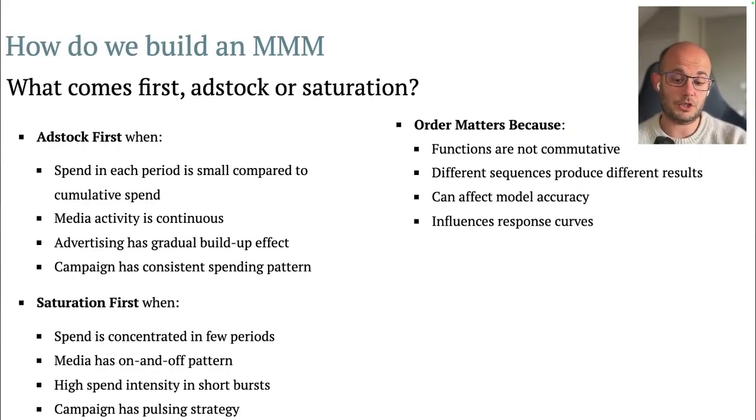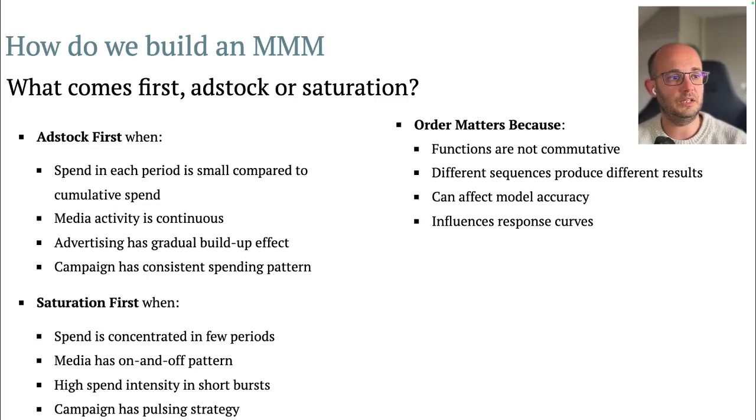And now comes the question: when applying adstock and saturation, what comes first? Order matters, these functions are not commutative. Different sequences will produce different results, and this can affect model accuracy. There's a bit of a rule of thumb, and you need to test, but the rule of thumb is: apply adstock first when the spend in each period is small compared with the entire spend.